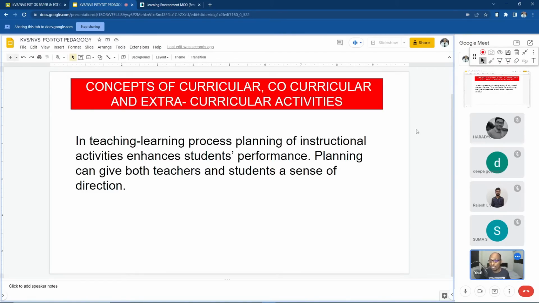But why? In the teaching learning process, planning of instructional activities enhances students' performance. So if you plan well for an activity to conduct in the classroom, that will enhance students' performance. Activity based teaching has gained a lot of prominence nowadays. Planning can give both teachers and students a sense of direction. So activity based teaching and activities are very important in classroom transaction.